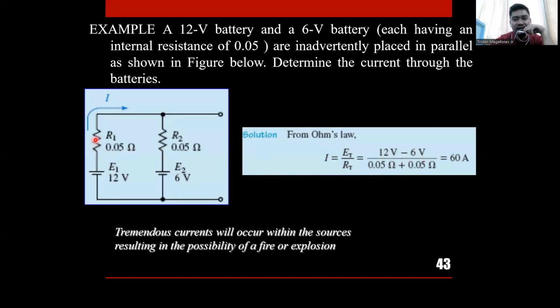And your total resistance will be 0.05 and 0.05. So you have 60 amperes, no? That is the total current. So tremendous currents will occur within the sources, resulting in the possibility of a fire or explosion if you have two voltage sources that you connect in parallel. So it is dangerous. That's why most of the time we connect them in series, no?